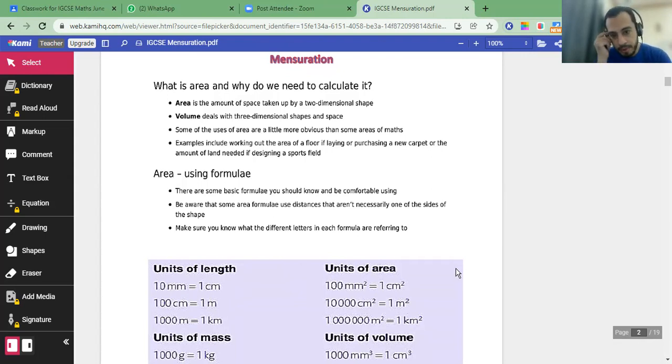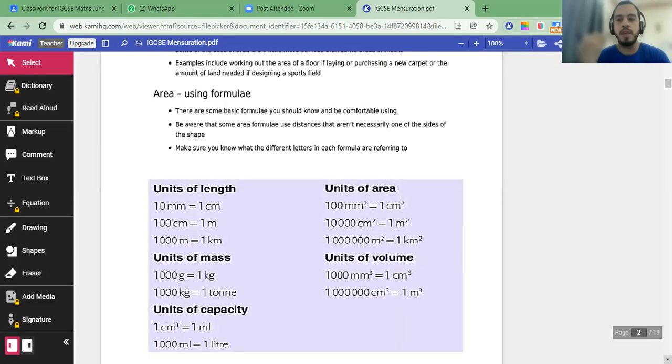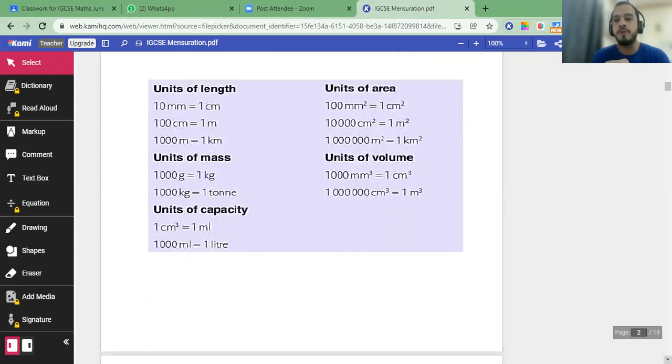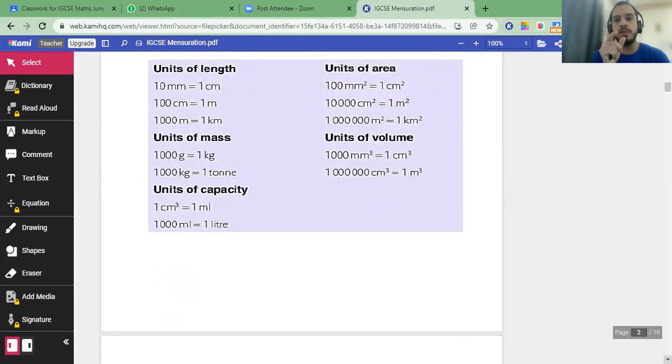Let's start with units of length and units of mass, units of area, units of volume, real metric units. Metric units, you need them to convert from a unit to another unit. And sometimes he gives you some units and you need to convert from centimeter to millimeter, from meter to kilometer, from square centimeter to square meter, or vice versa. So you need to know them.